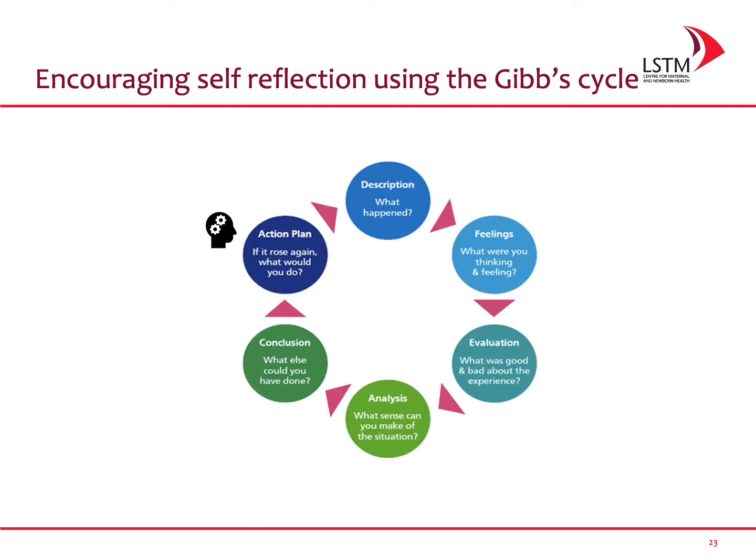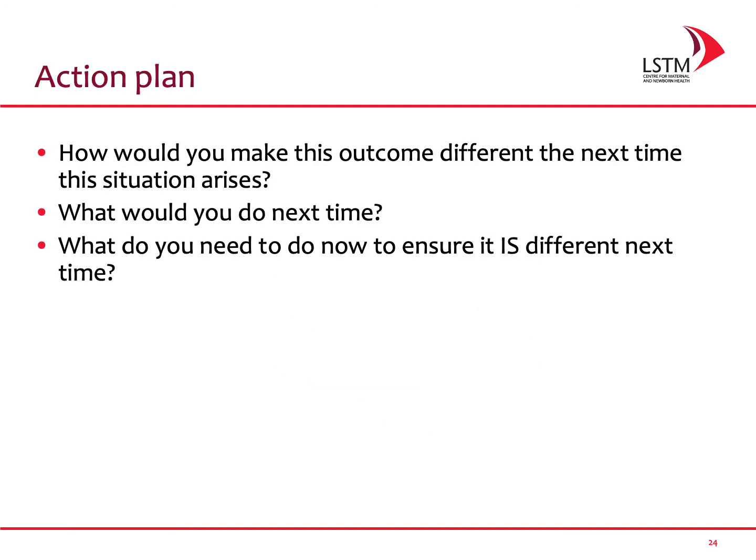And then finally, we will come up with an action plan as a result of this reflection. And this is absolutely key, because the point really of doing the reflection is to think about the future and how to make things better in future, or how to replicate good practice in future in different circumstances. So you might want to think about how the outcome could be made different the next time this particular situation arises. What would you do the next time? And what do you need to do now to ensure that it will be different next time?